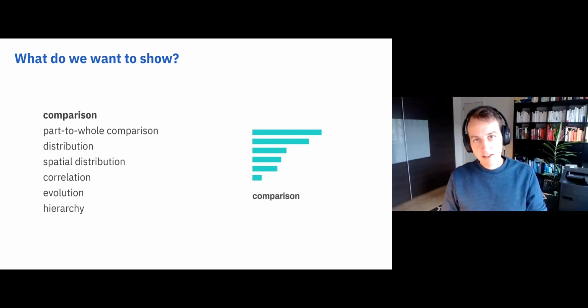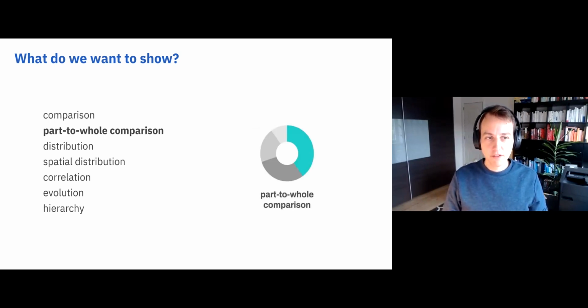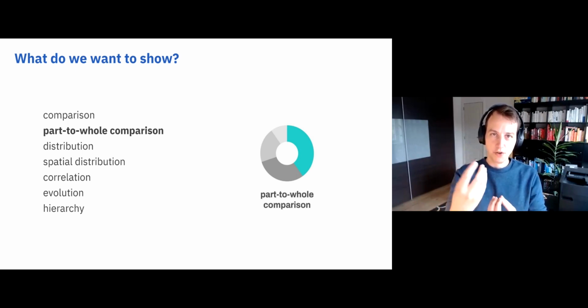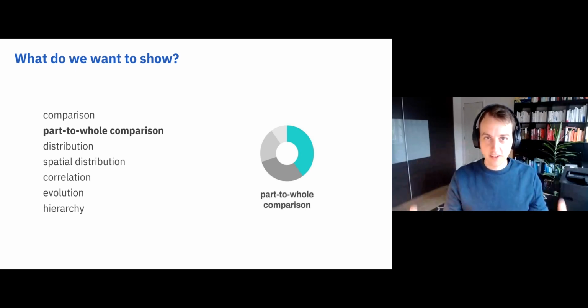The comparison has a little bit of a smaller sibling, if you want, the parts to whole comparison, which is represented by the pie chart. The difference is that we are still trying to do a comparison, but we're not trying to compare numbers with each other, but we are trying to compare numbers every time with an entire group, with an entire set, an entire population, an entire 100%.